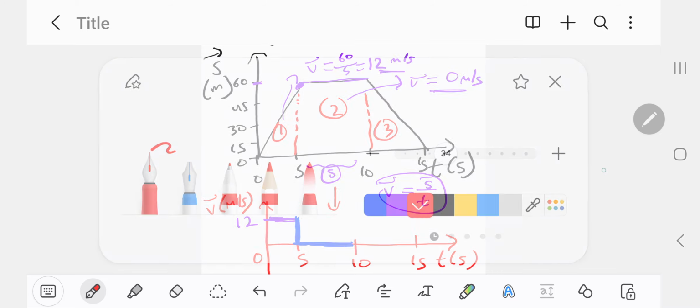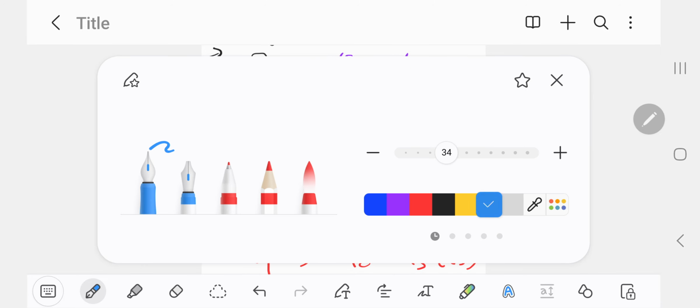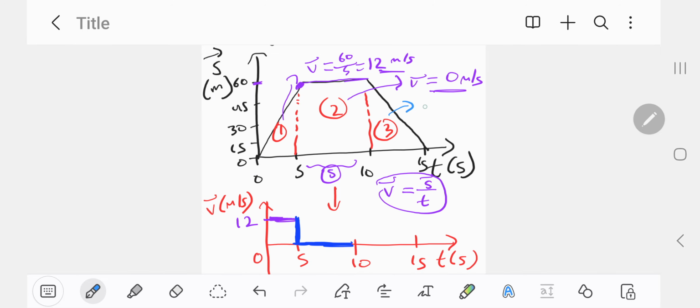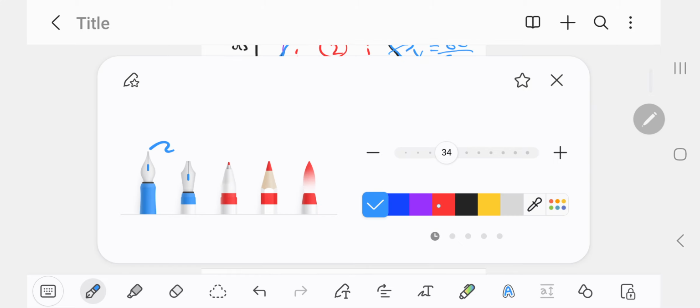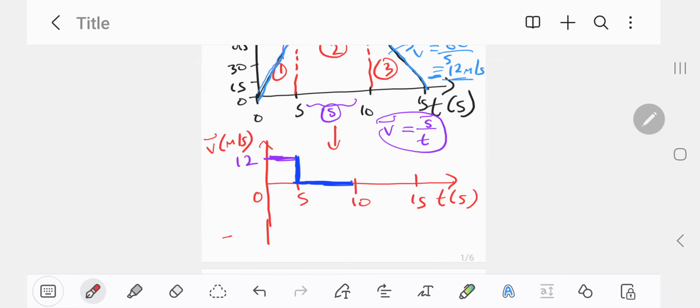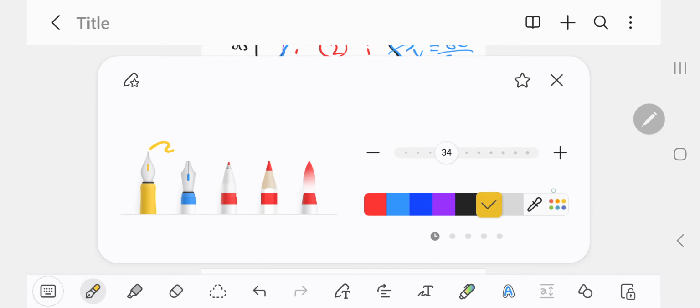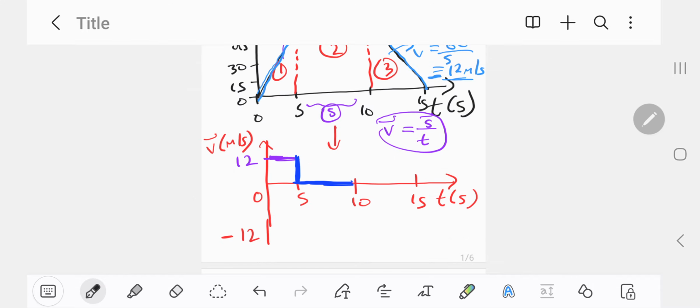Now, velocity for area 3, that's 60 once again, divided by 5, which is 12 meters per second, in the opposite direction. Remember, in maths, if you have a line like this, it's a positive gradient, positive slope. A line like this has got a negative gradient, negative slope, so it's a minus. So that's why you draw a plus and minus y-axis. So you have a minus 12 down here, meters per second. It's the same speed, but in the opposite direction.